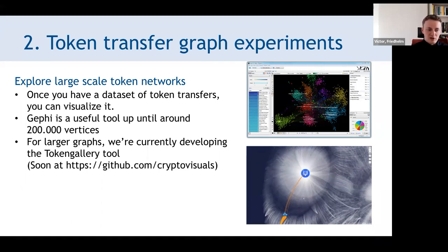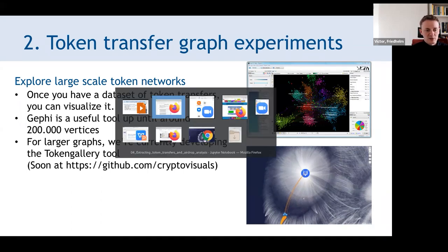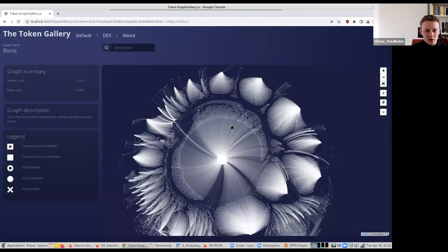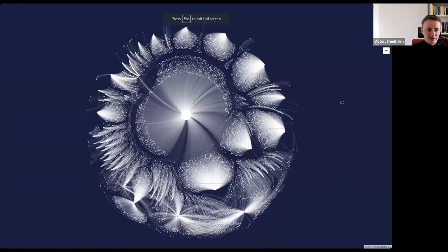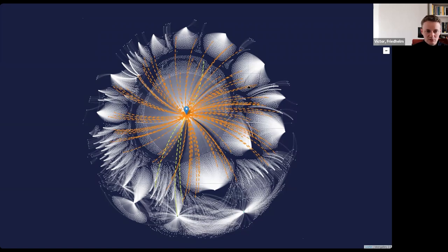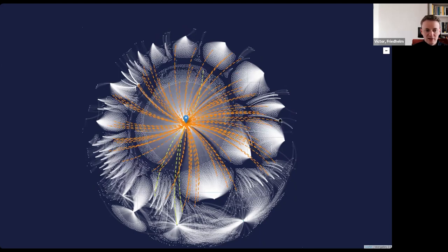So for larger graphs, we're currently developing another tool called the Token Gallery, which I hope to soon have made public at this GitHub link. I'll be showing you a brief version of that right now, of this particular token network that we're looking at. So this is that Bionic token network, and you would arrive at a similar visualization if you did it with Gephi. But that node that had a very large out-degree seems to be that central node here. And this is just a sample of the edges, but it sends a lot of tokens to all sorts of addresses.